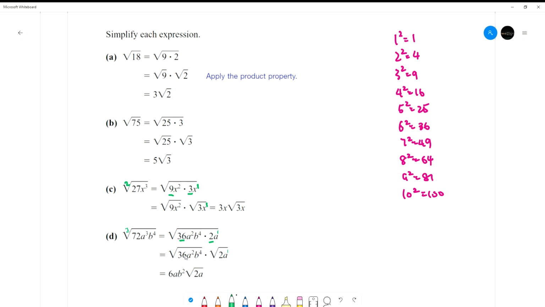So let's simplify this. We get the square root of 36 is 6. The square root of a squared is a. The square root of b to the fourth is b squared. And we have times radical 2a as our final answer.